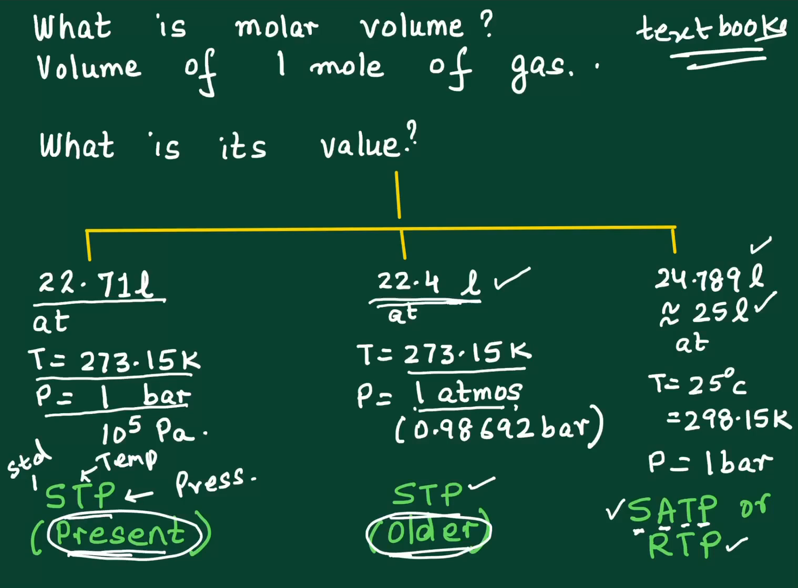In such a case, if you pay attention, the temperature is not 0 degrees Celsius as was the case in STP. It is taken as 25 degrees Celsius, so more exact is 298.15 Kelvin. So 298 Kelvin. Pressure continues to be 1 bar, right? So then in such a case, you will have to take the volume as 25 liters. So now instead of just memorizing, if you go by logic, you will find yourself much more comfortable.